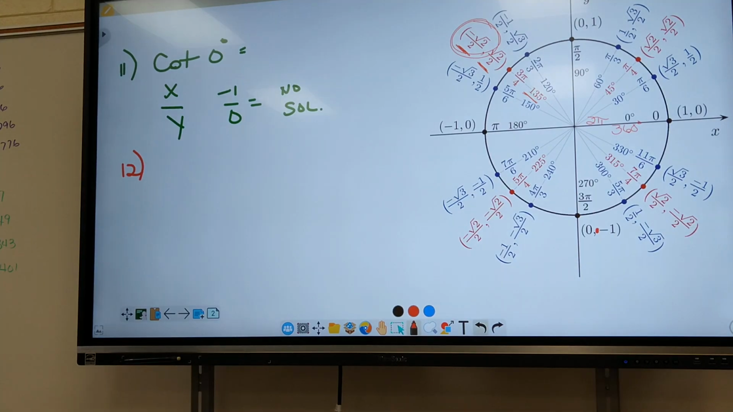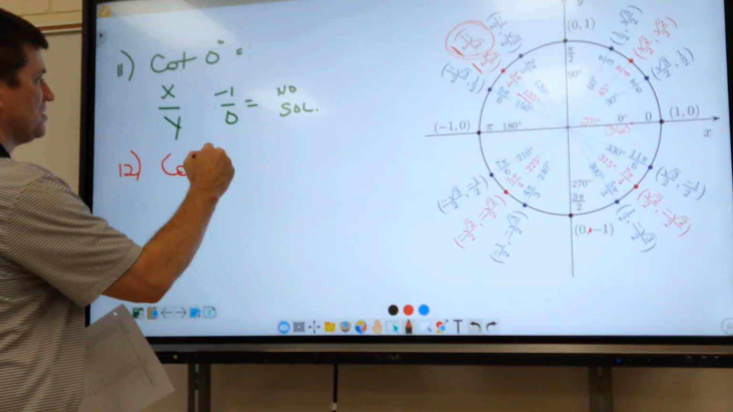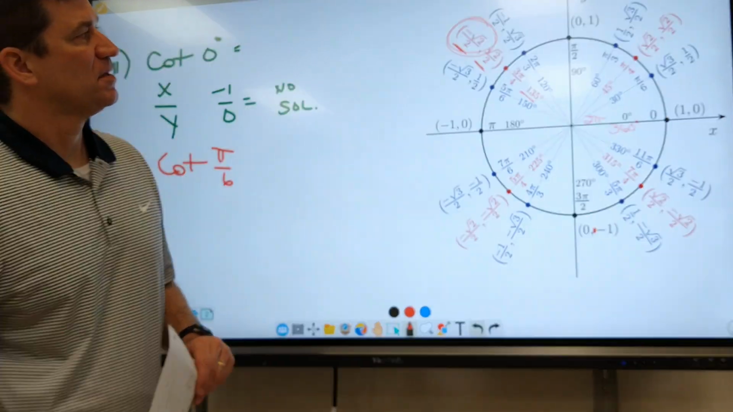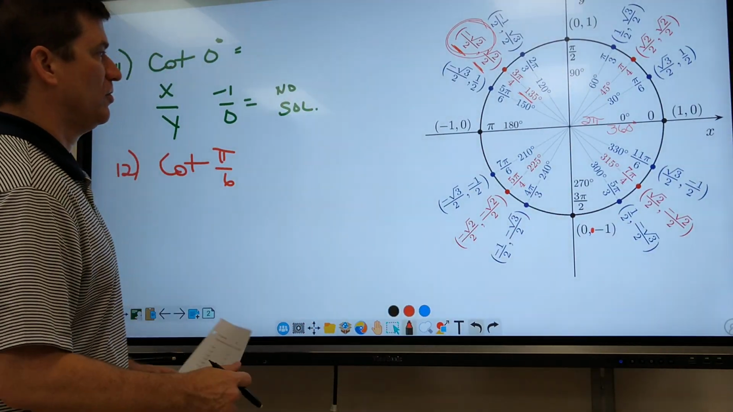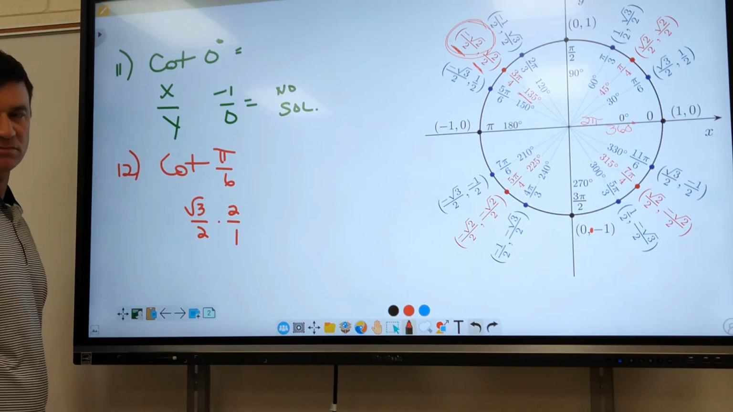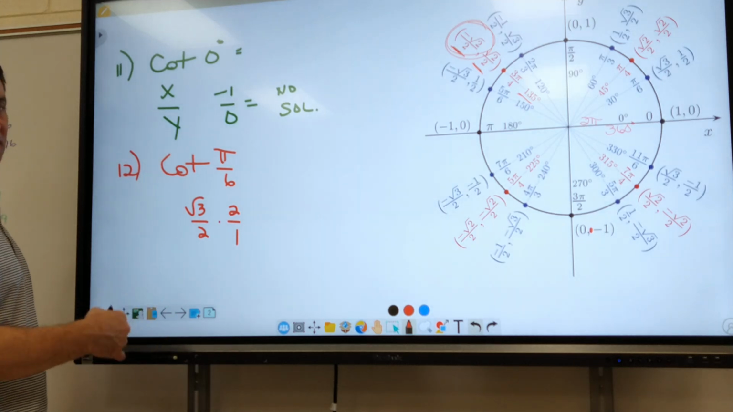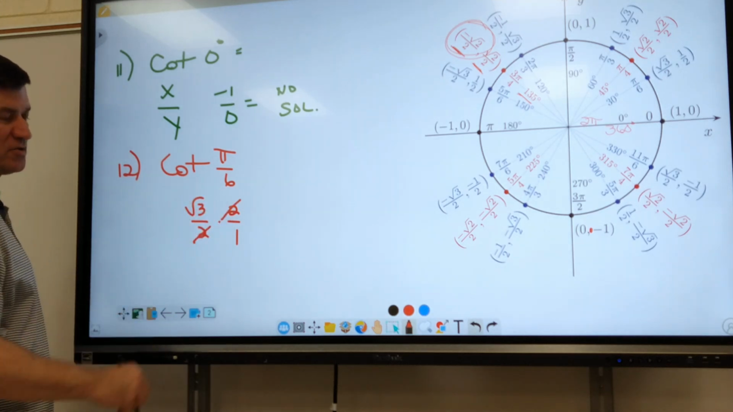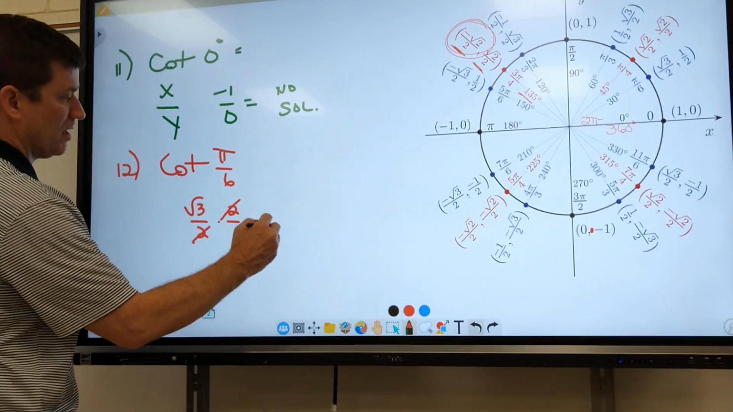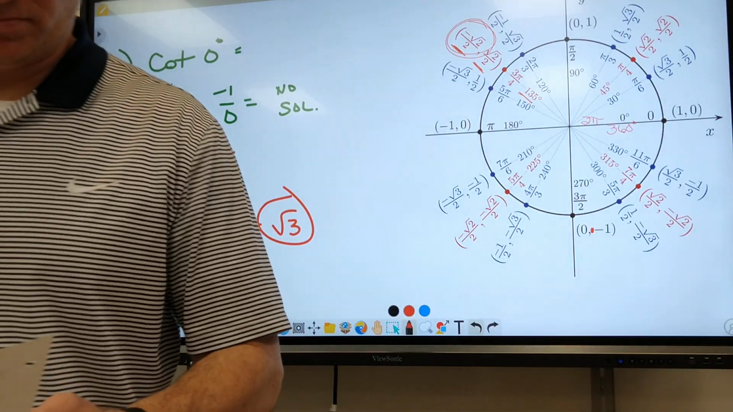12, I got cotangent of pi over 6. All right, so my x goes first now, and I flip my y. This one's an easy one because look, mark out your 2's. I got root 3 left over for my answer. All right, so y'all should be good through 20.